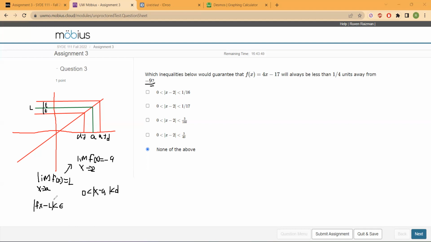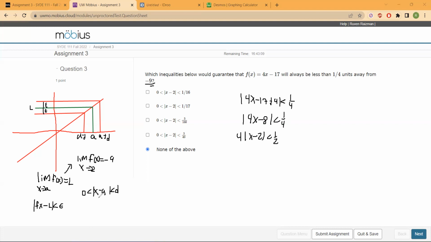Cool. Now we need to fill in everything else. I'm just rewriting over here: the absolute value of 4x minus 17 minus our limit, so minus -9 is going to be +9, is going to be smaller than our epsilon, and our epsilon is 1/4, because we want it to be 1/4 unit away. Perfect. So now if we solve this, we get the absolute value of 4x minus 8 is less than 1/4. Then 4 times the absolute value of x minus 2 is less than 1/4.